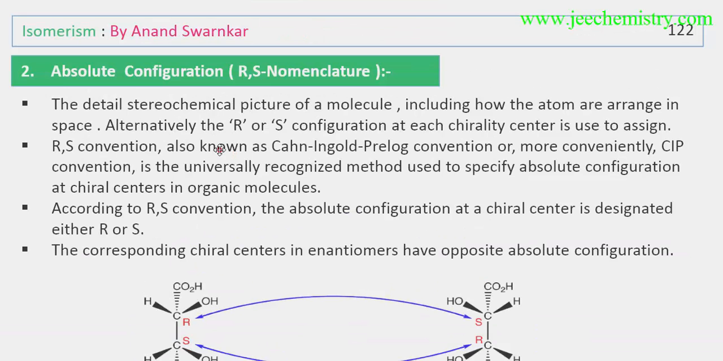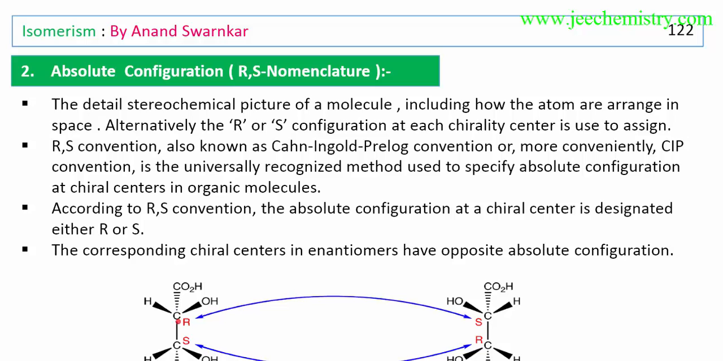absolute configuration, RS nomenclature. Actually, in the RS nomenclature some introduction is there. After that I will explain one by one. It gives the detailed stereochemical picture of the molecule, including how the atoms are arranged in space. Alternatively, the RS configuration at each chiral center is used to assign. The RS configuration, also known as the Cahn-Ingold-Prelog or CIP convention, is the universally recognized method used to specify the absolute configuration at the chiral center in an organic molecule.